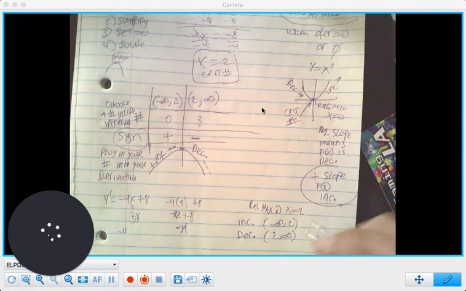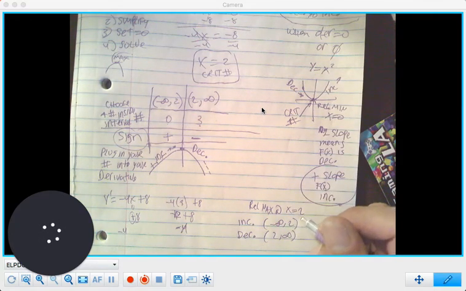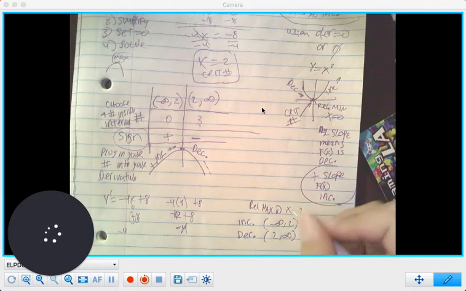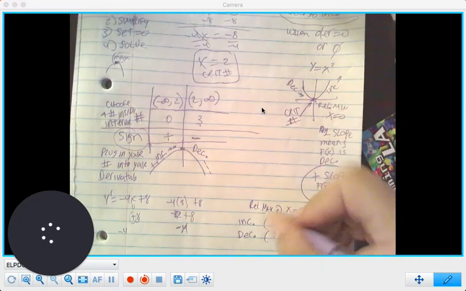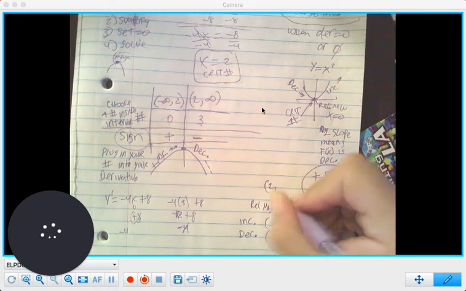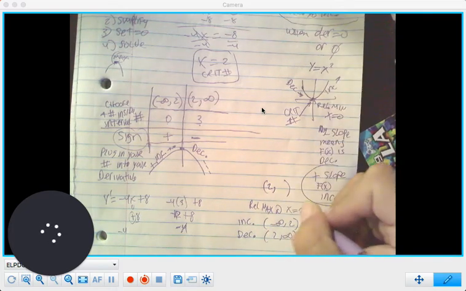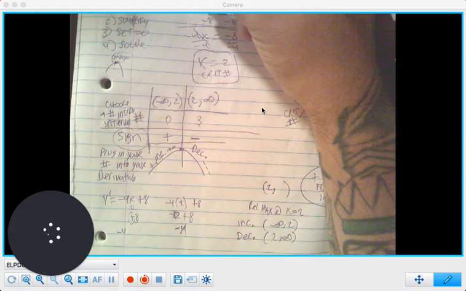Sometimes some books require you to plug in your x because they want an actual coordinate. So here in the max, they want the actual coordinate. How would you find the coordinate? So the relative max, 2, comma, how do you find the y? Well, you plug it in your original equation.